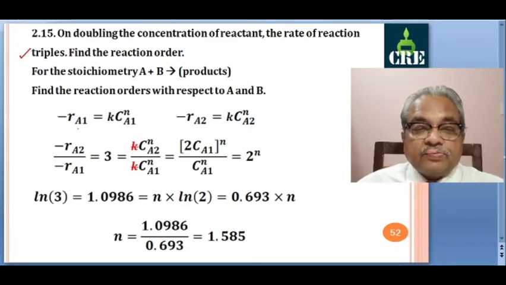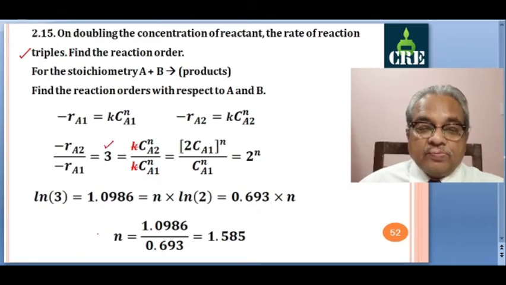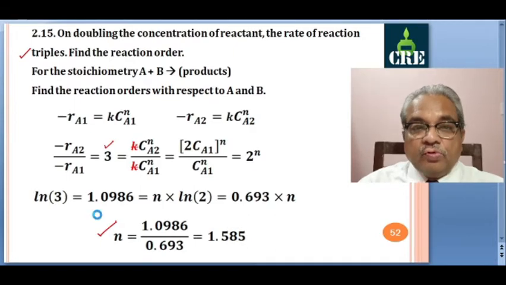So rate: minus Ra1 is equal to K Ca1 raised to n, minus Ra2 is K Ca2 raised to n. Minus Ra2 is 3 times minus Ra1. So the rate of reaction triples on doubling the concentration. So this concentration Ca2 is double that of Ca1, 2 times Ca1. K cancels out, Ca1 raised to n cancels out, and this is 2 raised to n is equal to 3. So if you take log of both the sides and solve for n, I get n as 1.585.